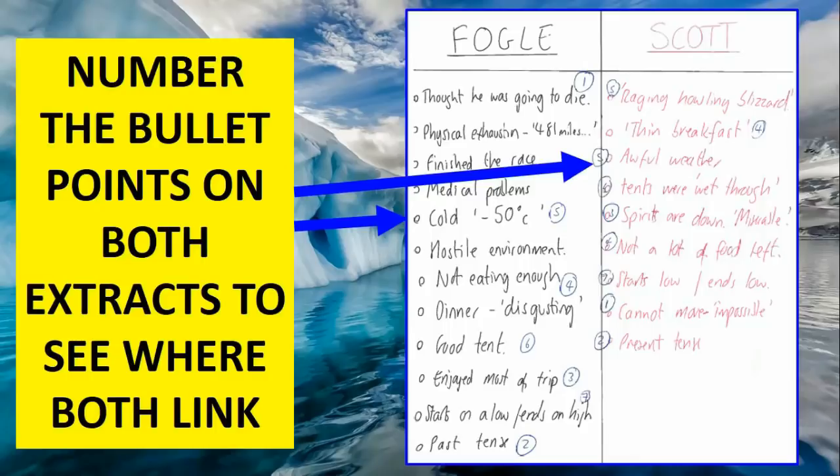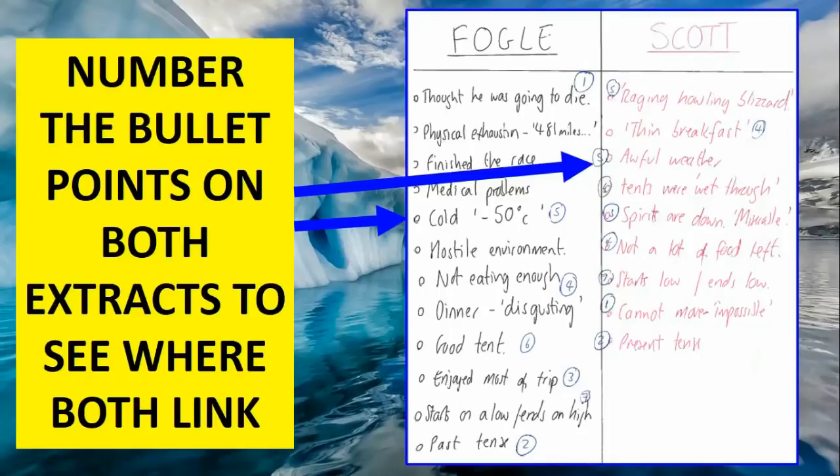So how am I going to link these things? Number one, thought he was going to die. That's Fogle. I'm going to link that to the fact that Scott can't move in an impossible situation. Number two, past tense. I'm going to compare it: Fogle is looking back on it, while Scott, number two, is present tense, so he's going through it at the moment. Number three, we're going to talk about enjoying the trip. Well, I don't like that one, so I'm going to forget it. It's not a great point. But number four, we can talk about the food.